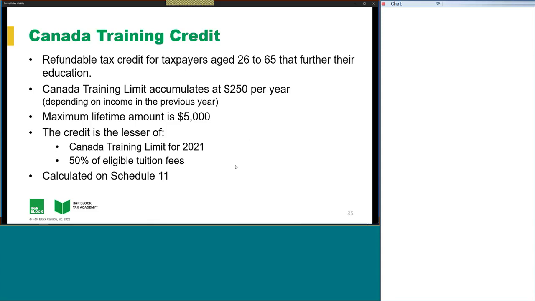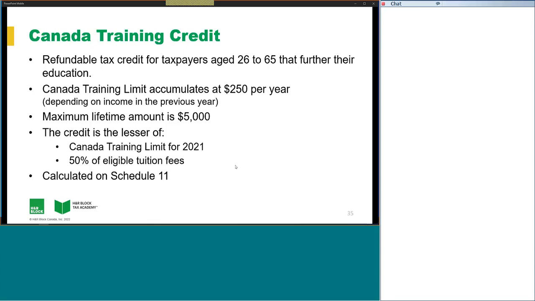So there's a maximum lifetime amount of $5,000. So the most of a refundable credit you're going to get is $5,000. It accumulates at $250 per year. So the first year that you have, and it's income dependent, the first year you have, you'll get up to $250, and so on and so on and so on. That's all going to pool together to create a limit, kind of like our RSP room.